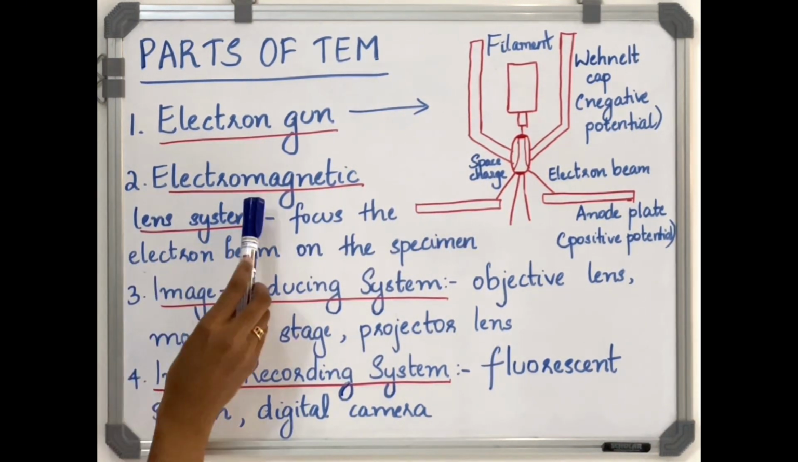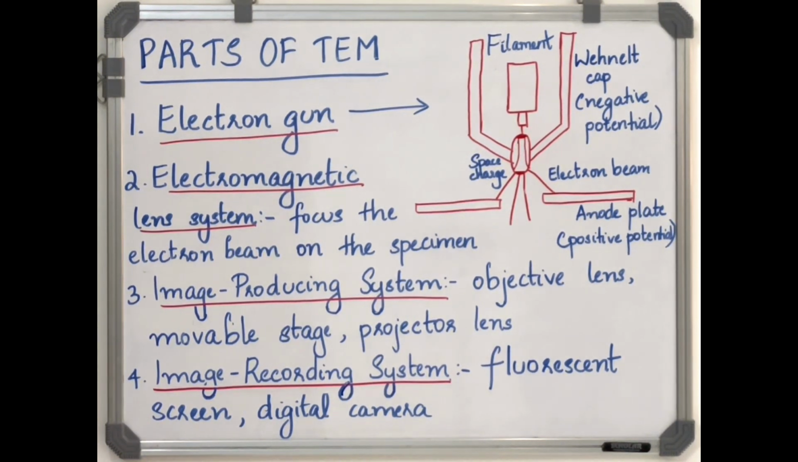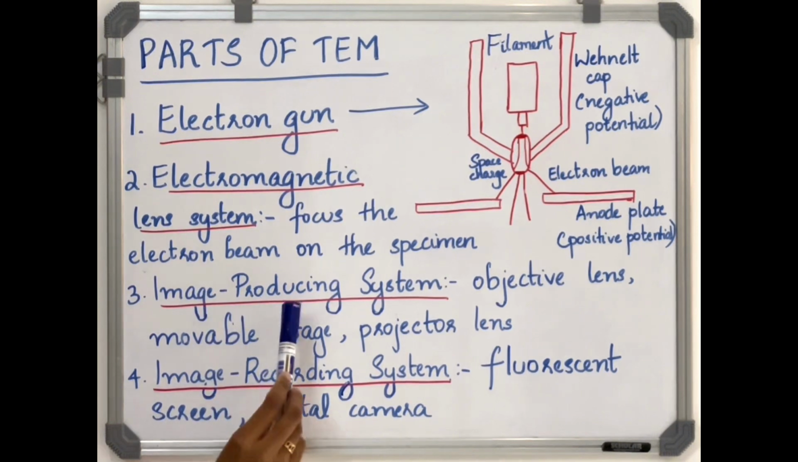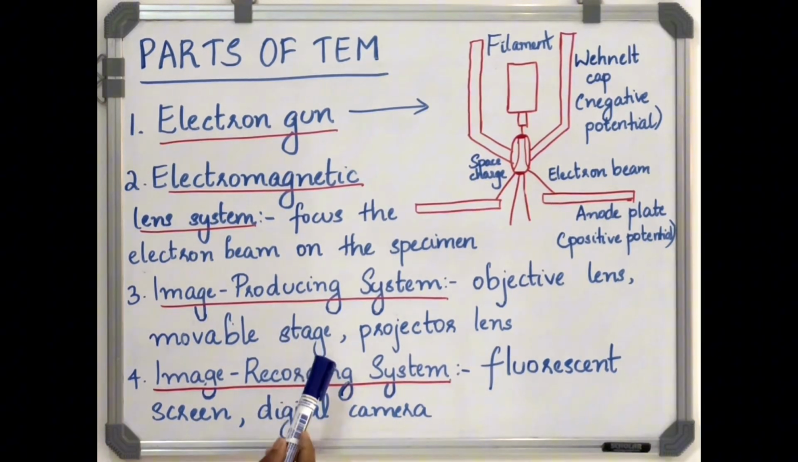Then there is the electromagnetic lens system. Electrons cannot pass through a glass lens, so electromagnets called magnetic lenses are used in the transmission electron microscope, and their function is to focus the electron beam onto the specimen. Then there is the image producing system, which includes a movable stage to hold the specimen, an objective lens and a projector lens. They function by focusing the electrons passing through the specimen and producing a highly magnified image. Then there is the image recording system, which consists of a fluorescent screen to view the image and a digital camera to permanently record that image. So these are the parts of the transmission electron microscope.